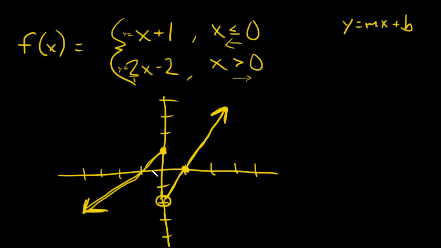And now I have my fully graphed piecewise function. This is the first function, restricted to values that are less than or equal to 0. This is the second function, graphed for all, and restricted for all values of x that are greater than 0. And that's it. That's the way you graph these. I'm going to give 2 more examples, and then I think we will wrap this up.